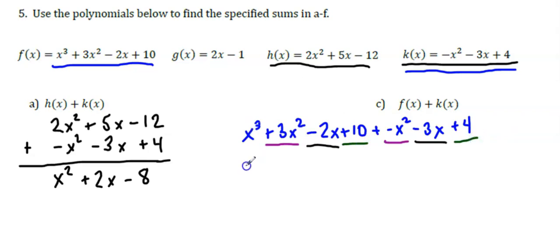Now I can bring down my x to the third power and then add 3x squared plus negative x. So 3 plus a negative 1 is positive 2x squared. So negative 2x plus negative 3x, or negative 2x minus 3x, whichever way you want to think about it, will make negative 5x. So I'll write that as minus 5x. And then 10 plus 4 is 14.